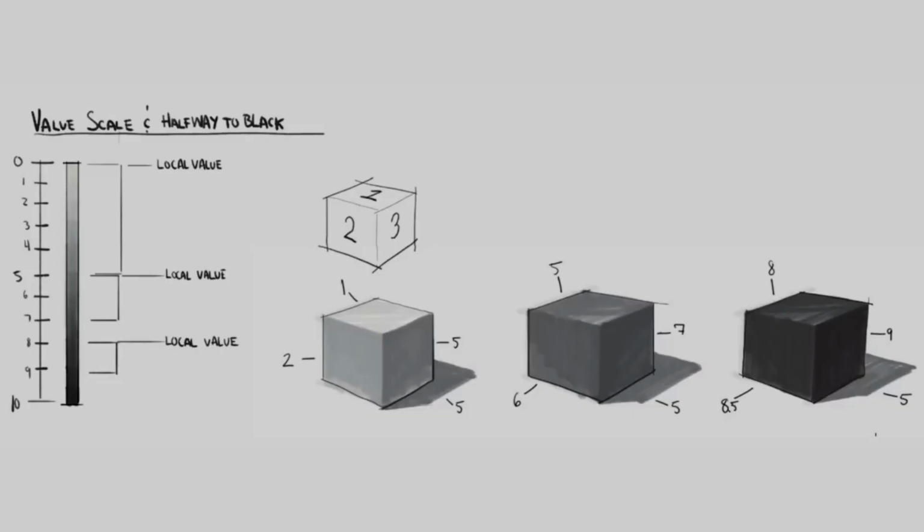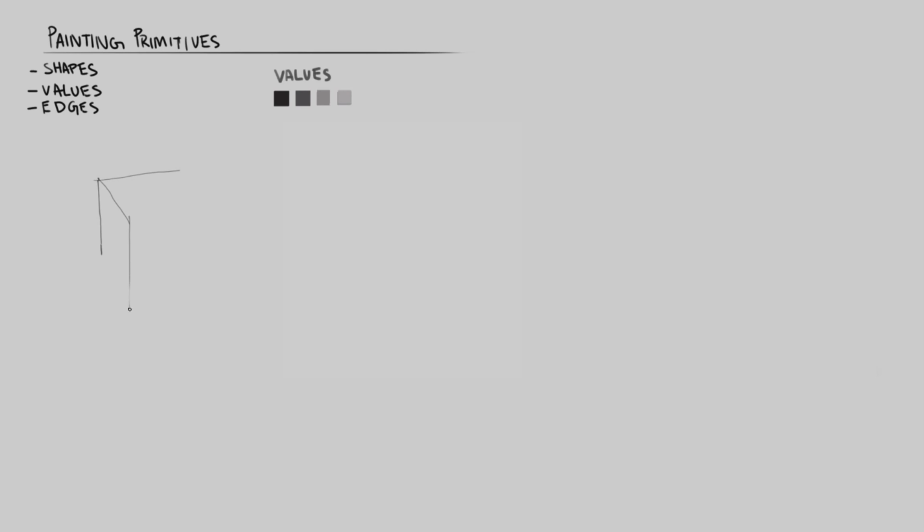In that video, I addressed the concepts of local value and the halfway to black rule. Just to quickly recap, an object's local value is the grayscale value it takes on under ambient light. The halfway to black rule estimates that an object's shadow planes should be roughly halfway between its local value and black. So a white cube with a local value of 0 will have a shadow side of 5, and a cube with a local value of 5 will have a shadow value of 7.5. What this also shows is that as local values get darker, the range of values you have to work within become increasingly limited. So let's start by drawing our cube.